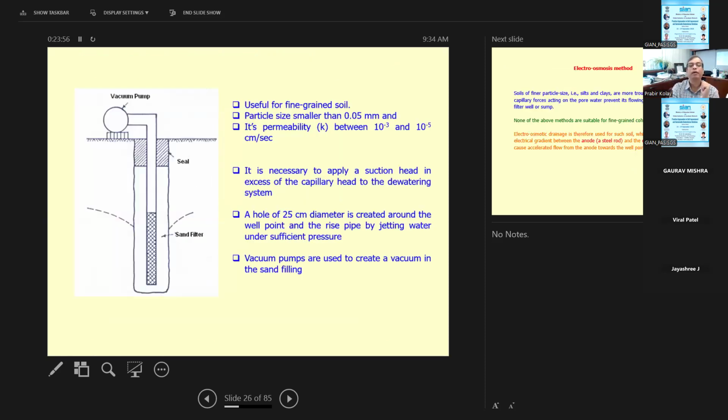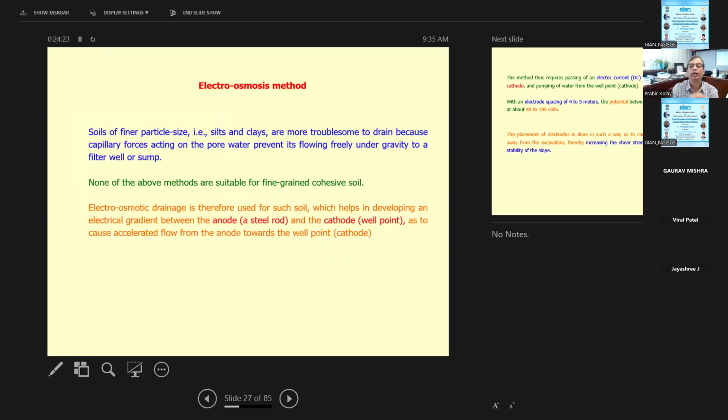Then the vacuum pump can be used. Here, for fine grained soil, the permeability is between 10 to the power minus 3 to 10 to the power minus 5 centimeters per second. It is necessary to apply suction head, beyond the capillary head, and also to create a vacuum for the sand filling. So you have a sand filling and then the seal, and then apply. Again, the idea is the same, to reduce the water table.